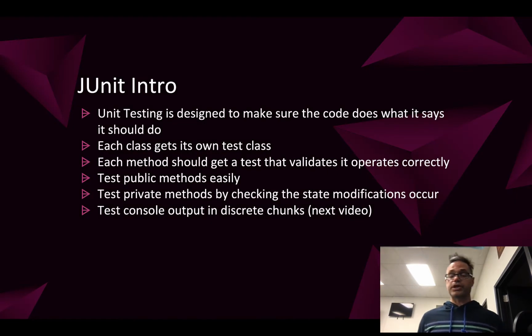The first thing, just a quick introduction for JUnit. Unit testing is a tool we use to design and make sure code does what it says it's going to do. And normally in JUnit, each class gets its own associated test class that goes along with it. And every method inside that class should also have an associated test. Now, I'm really anti-basic stuff, so I'm not going to test the getters and setters because, well, if the student's not getting those right, we've got other issues to worry about.